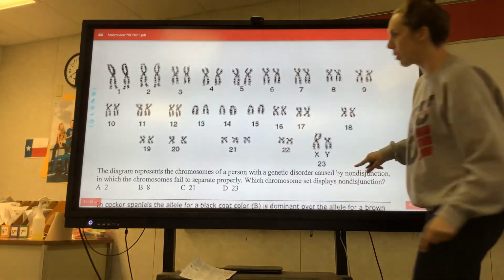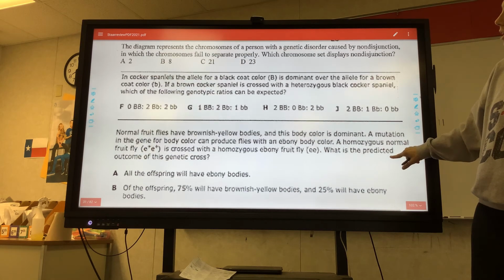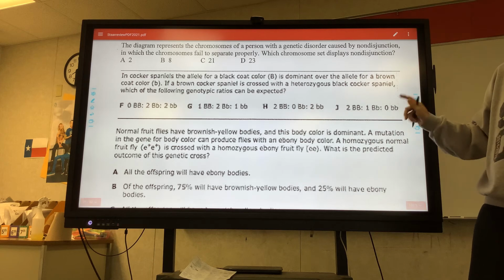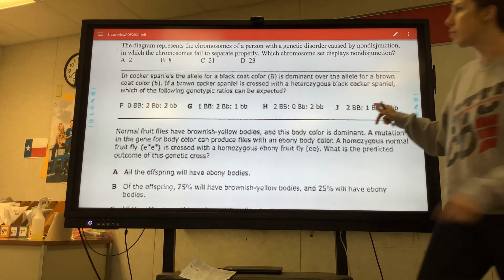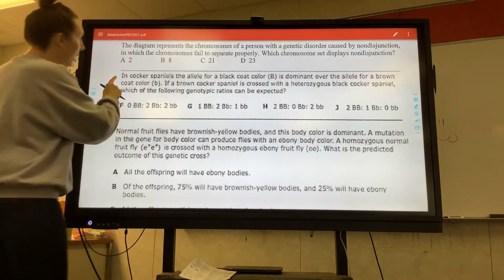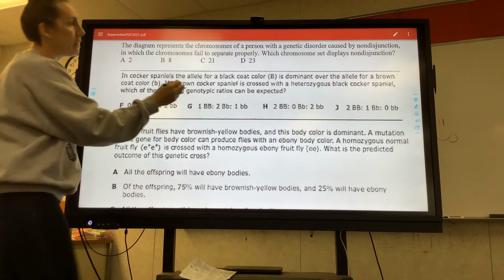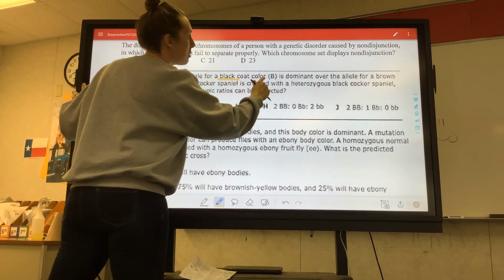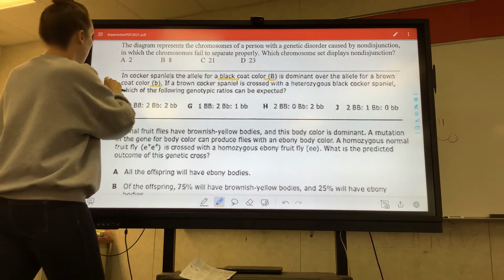So like, hey, real quickly, skip to this one right here, the Cocker Spaniel. I'm sorry I don't give you a lot of room for Punnett squares. If you need scratch paper, you can come up and get some. But for example, it says, in Cocker Spaniels, the allele for black coat, big B, so black is big B, is dominant over brown, which is little b. So little b is brown.